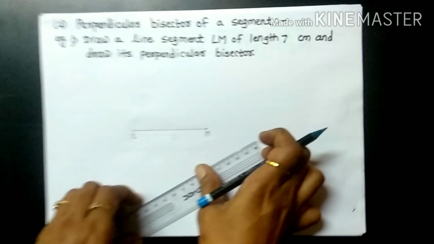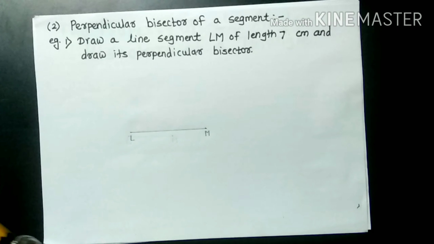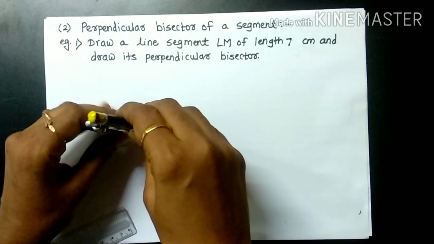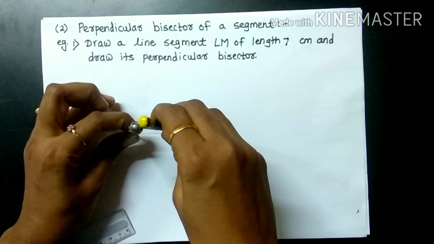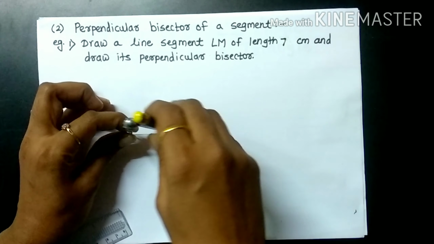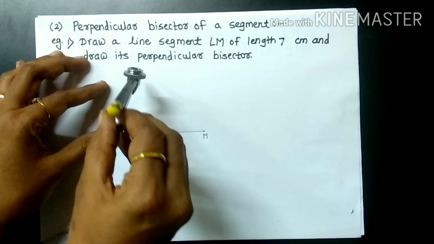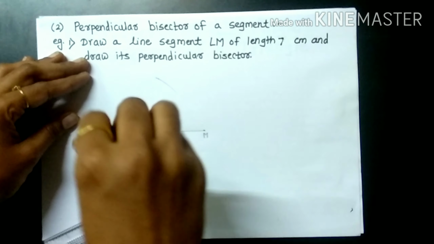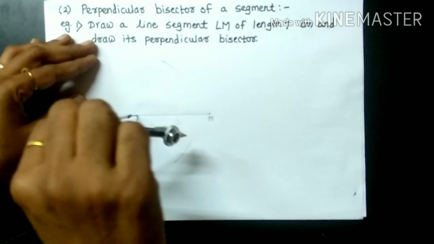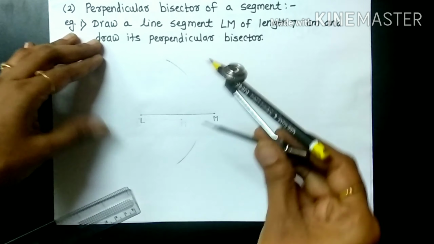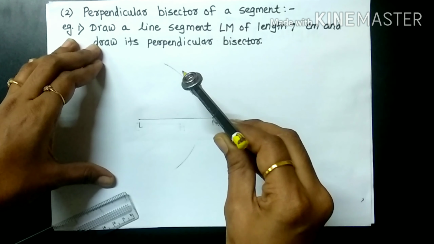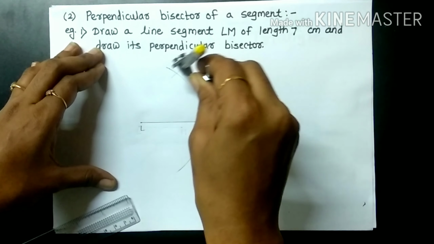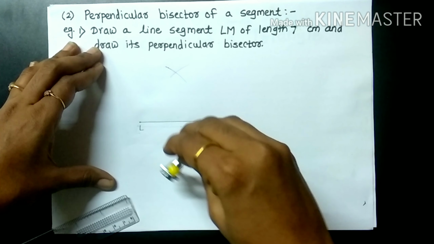Now, place the compass point at L and taking distance greater than half length of segment LM, draw two arcs, one below and one above of segment LM. Place the compass point at M and using the same distance, draw arcs to intersect the previous arcs at point P and Q.